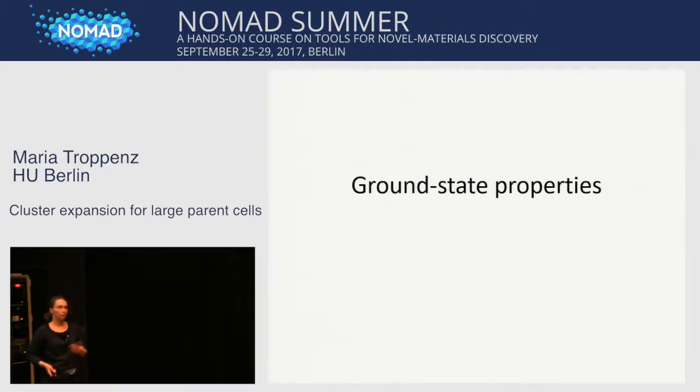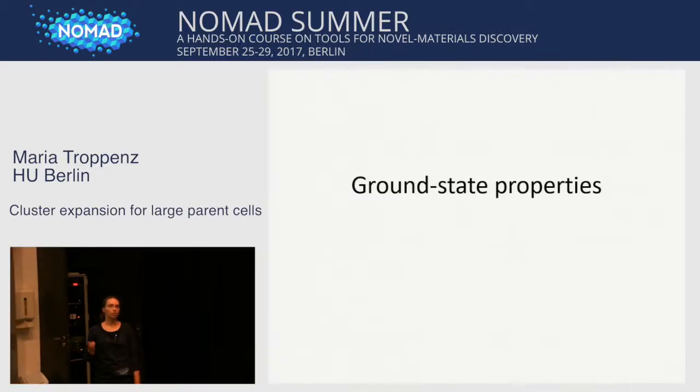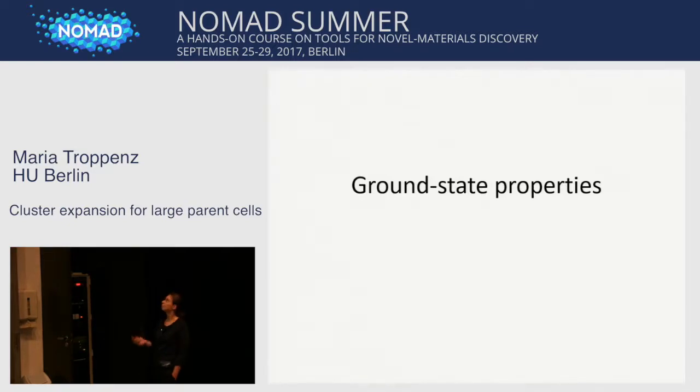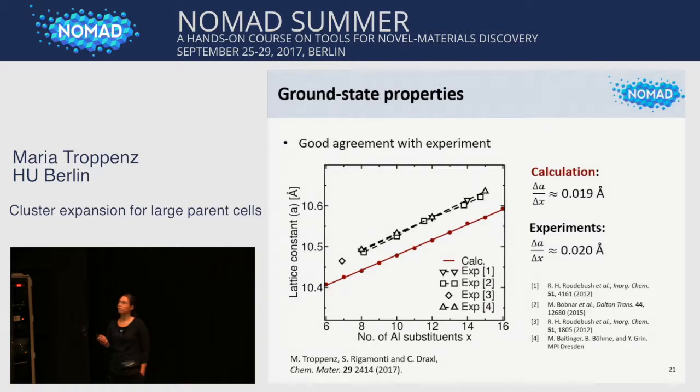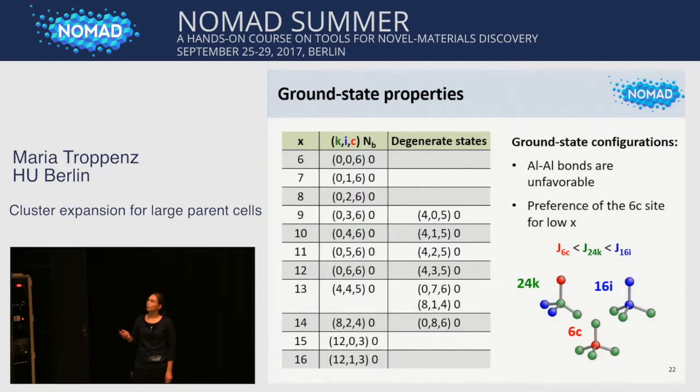So after we obtain these ground state configurations, now we can look at their properties. For instance, we reached a good agreement of the lattice constant with experiment, and we could prove that the lattice constant increases linearly with the aluminum content. Now we look in detail at the configurations. How do they look for each composition?